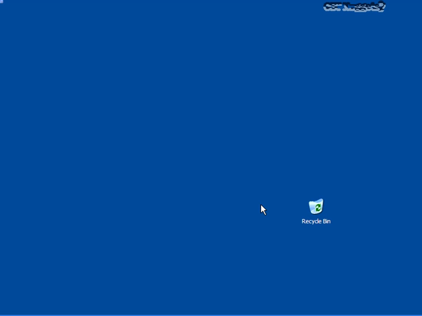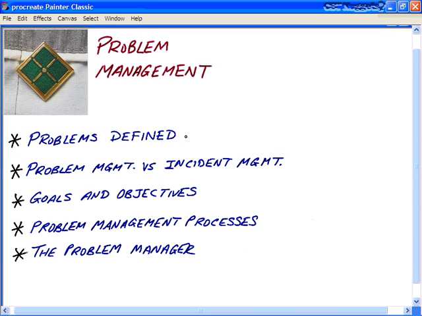So you're in the right place at the right time. Let's take a look at problem management. In this nugget, we'll conquer 5 key topics. First of all, we'll define what problems are. And of course, as we know already, it's not dealing with teenage kids. It's a whole other thing entirely. We'll also compare problem management to incident management, and in the course of that, comparing problems to incidents. They're two different things. We'll look at the goals and objectives of problem management. We'll explore the problem management processes, and then finally, the very important role of the problem manager.